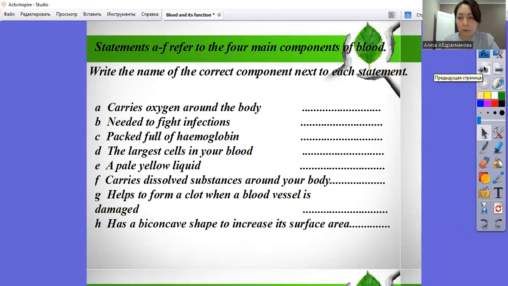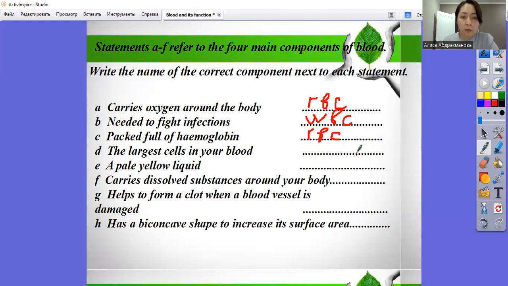Okay, let's practice. Write the name of the correct component next to each statement. Carries oxygen around the body. It's red blood cells. Needed to fight infections. It's white blood cells. Packet full of hemoglobin. It's erythrocytes, yeah? RBC.